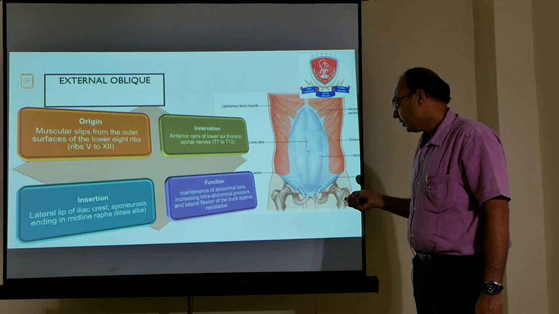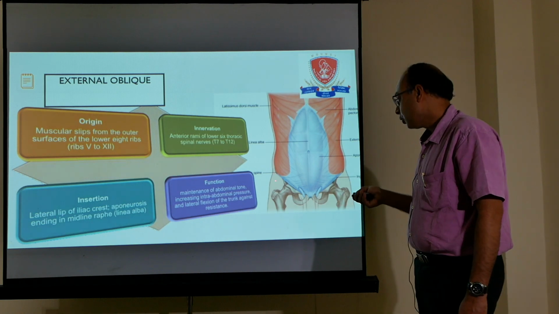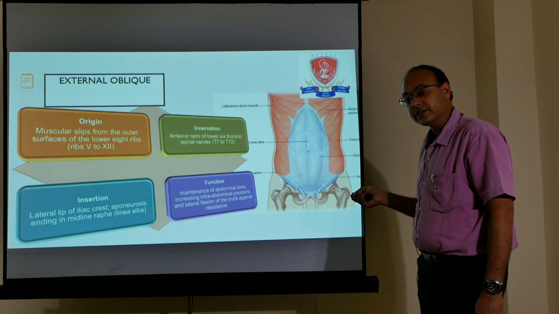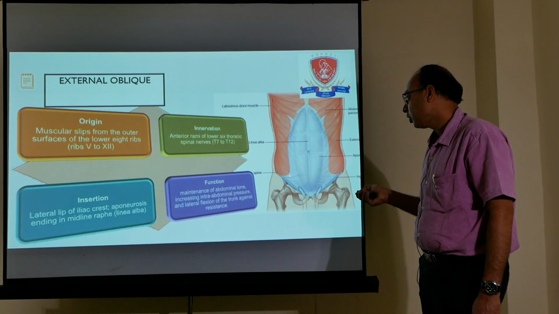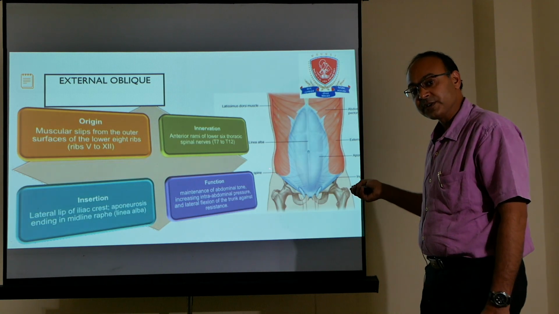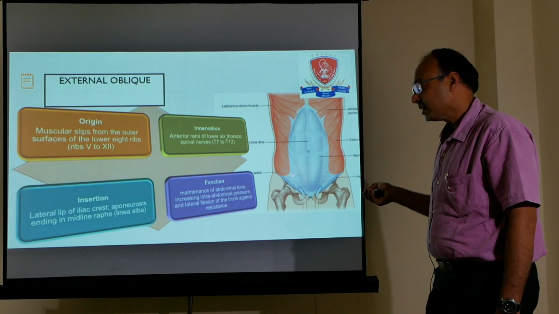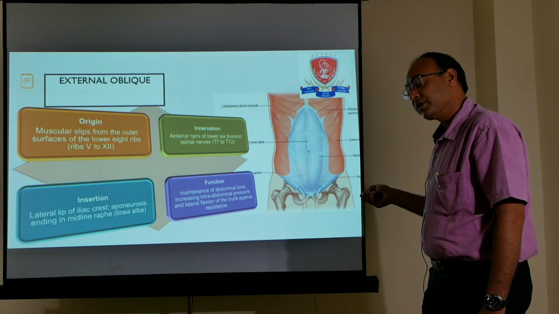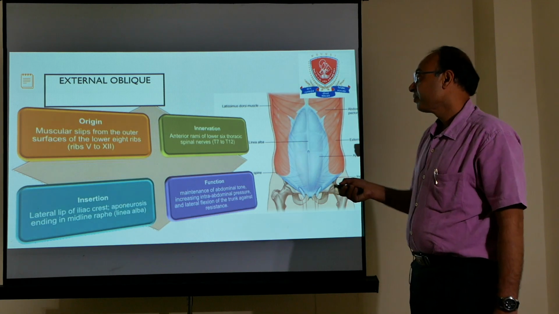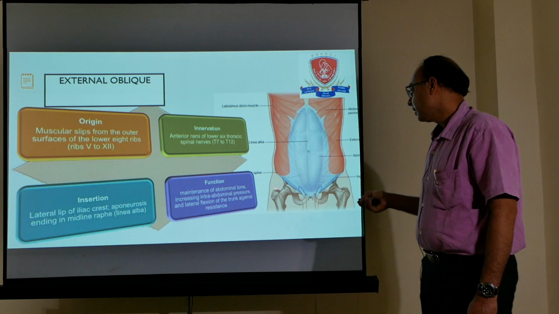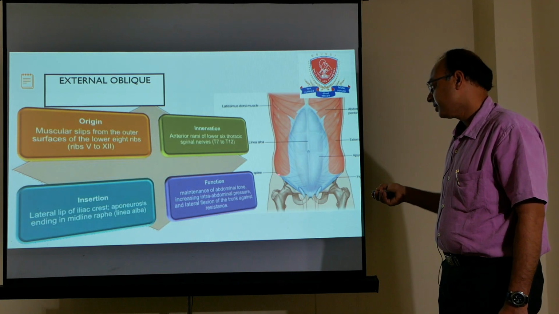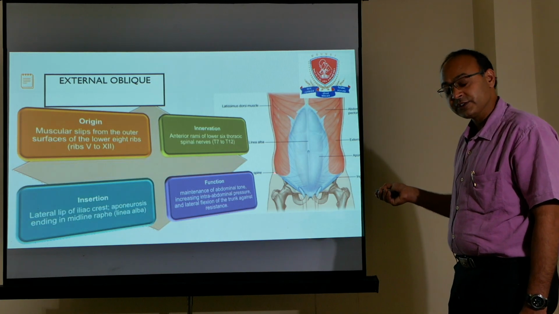Here again, note the lowermost margin of the external oblique. This lowermost margin lies almost at the level of the iliac crest, and this is the level for the arcuate line, or the linea semicircularis. The insertion: it is inserted into the lateral lip of the iliac crest.